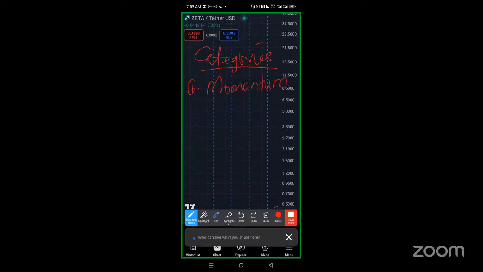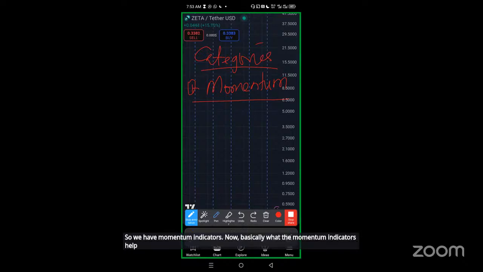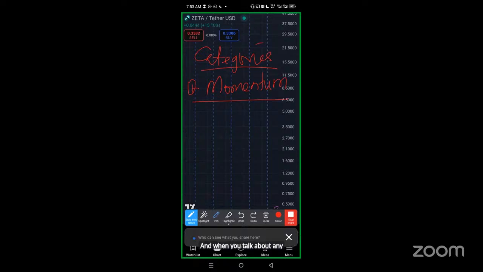So we have momentum indicators. Now, basically what the momentum indicators help traders do is that it helps you measure the speed or strength of price movement in any financial markets. Right. And when you talk about any financial market, it is regardless of which financial markets you deal in.